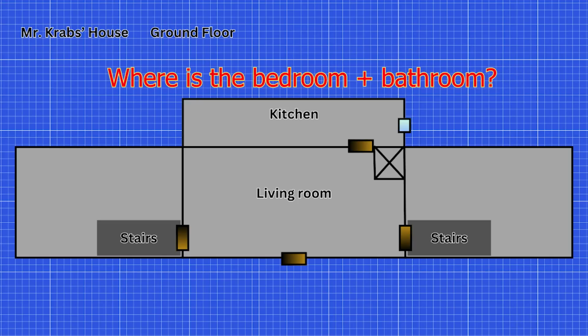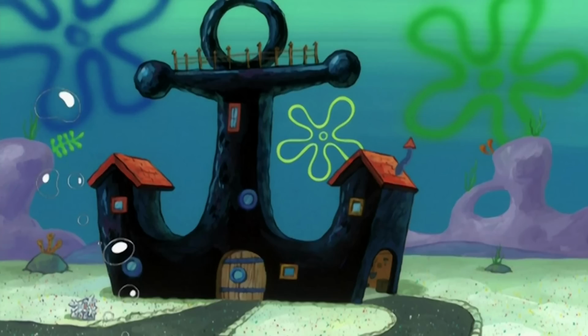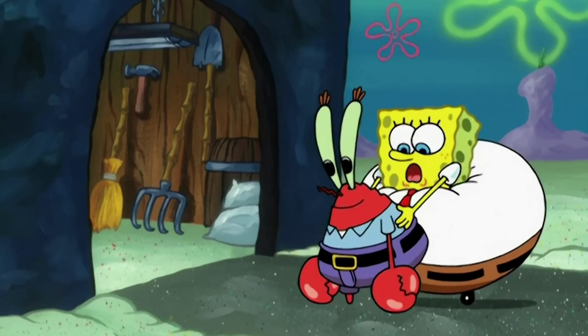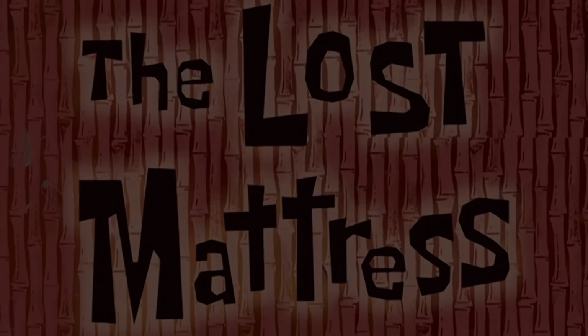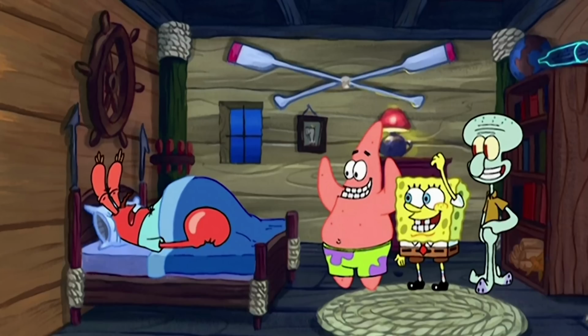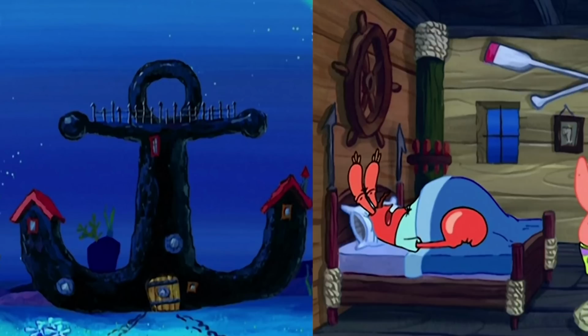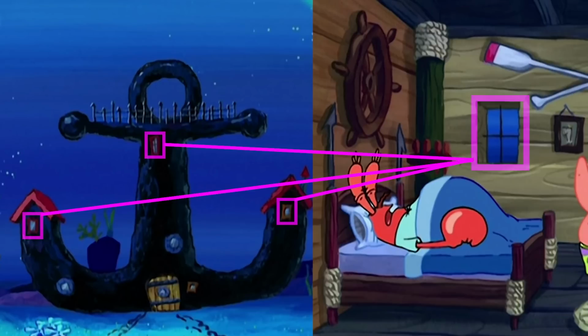I don't think that they are on the ground floor, so they must be somewhere on the first floor or even on the second floor. In this Sponge Who Could Fly there is now a garage. I won't include it in the floor plan because the garage is only shown in this episode, but I wanted at least to show you. In the Lost Mattress we see another bedroom, and we can tell that this is another bedroom because you can see the window and the shape of it is different. So there are only 3 possibilities, on the first floor or on the second floor.